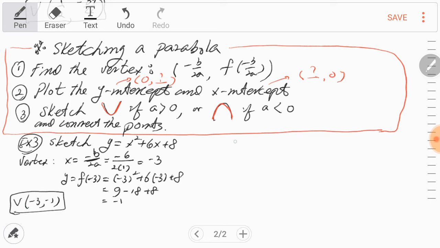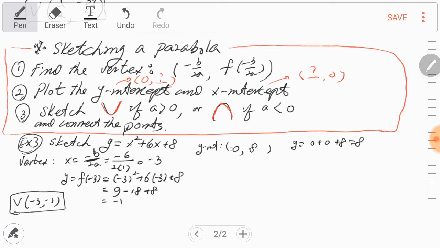Okay, let's find the y-intercept. For the y-intercept, we set the x value to 0, right? So if x equals 0, then what? 0 plus 0. So y equals what? 0 plus 0 plus 8. So that is equal to 8.